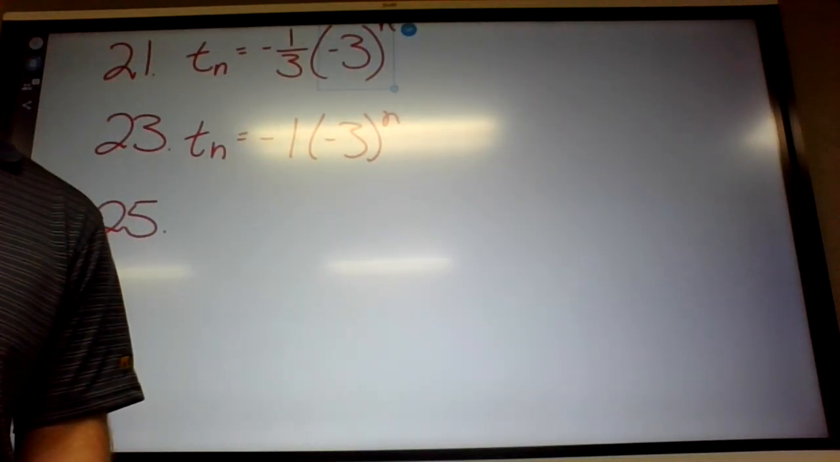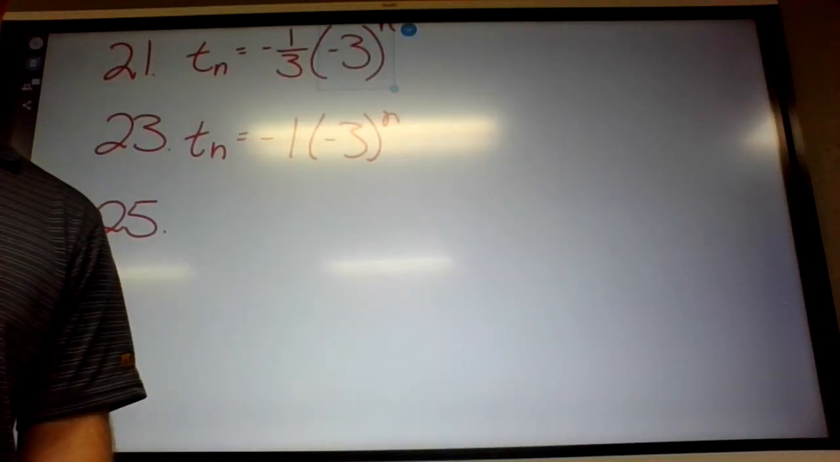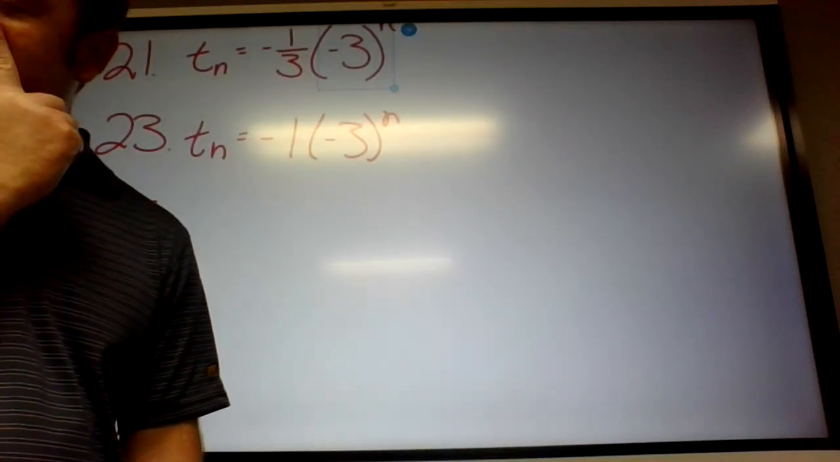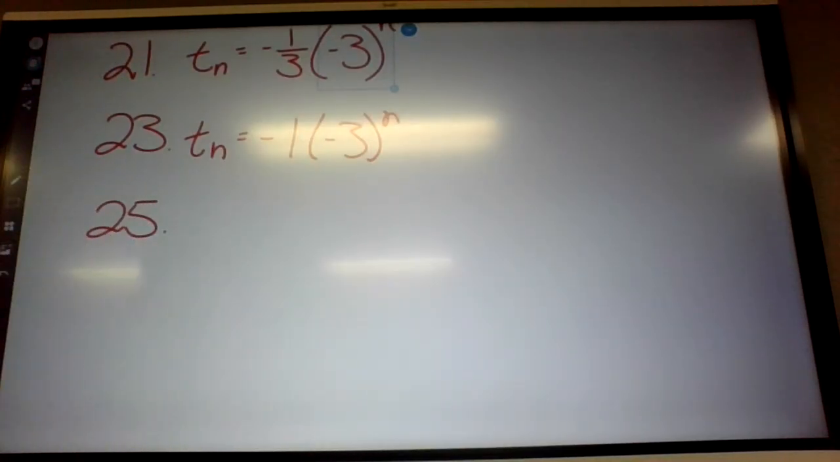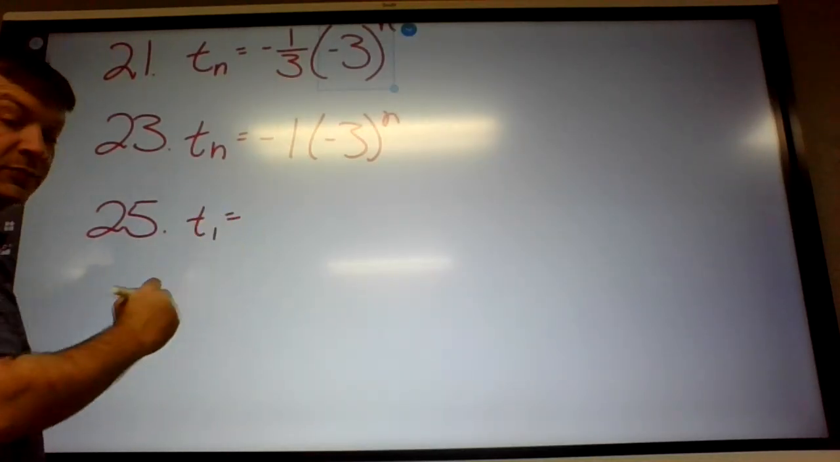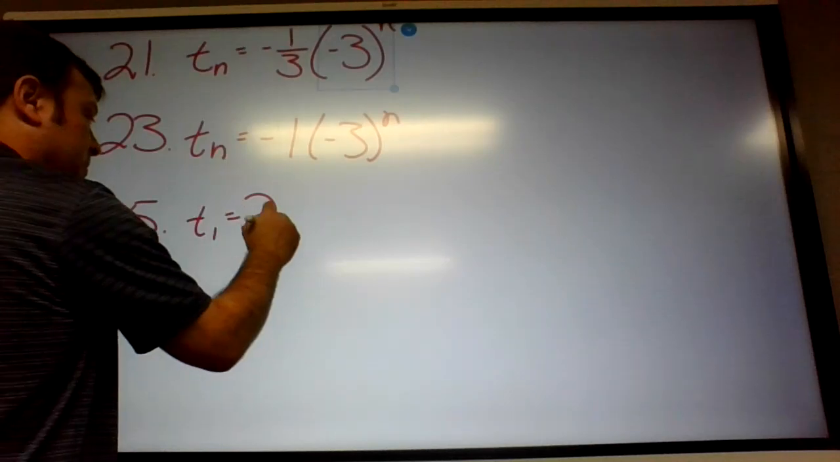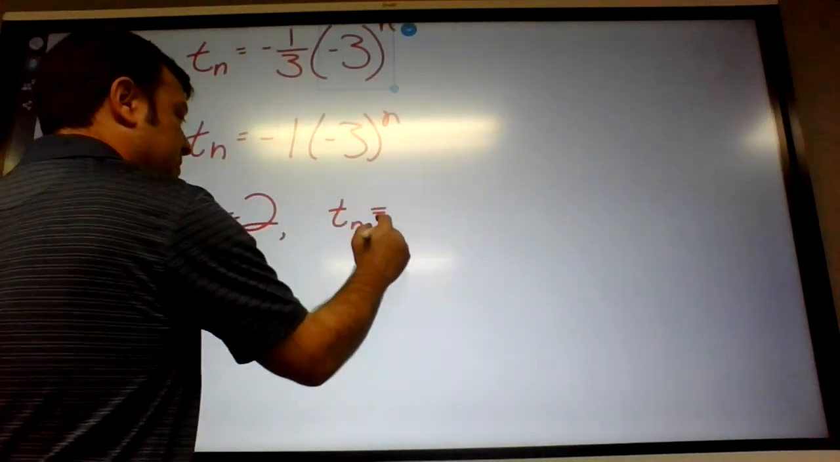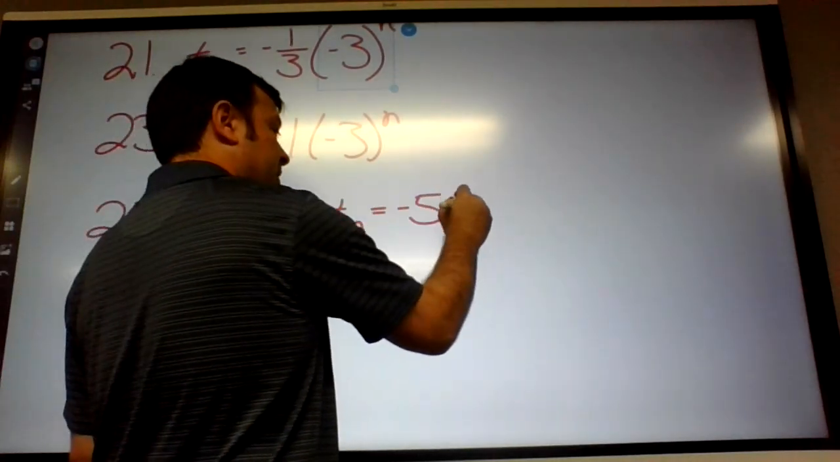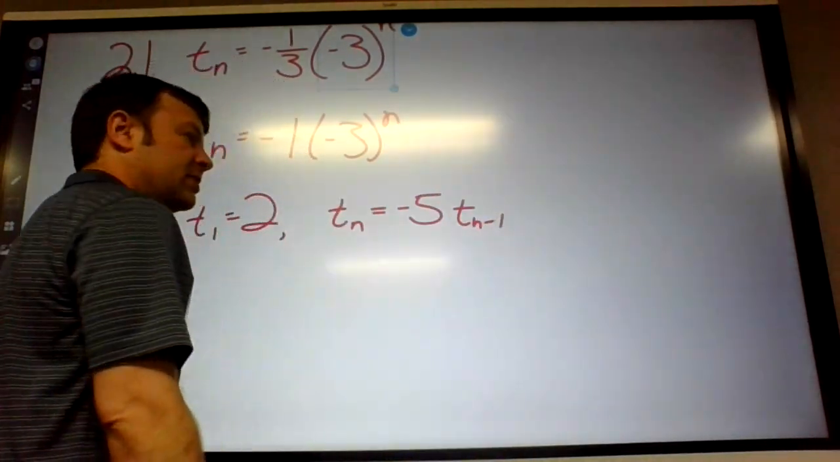Okay, 25, we're doing recursive again. The pattern is times negative 5. So define the first term, which is 2. And t sub n would be negative 5 times the previous term, t sub n minus 1.